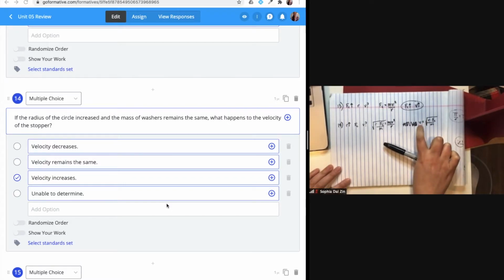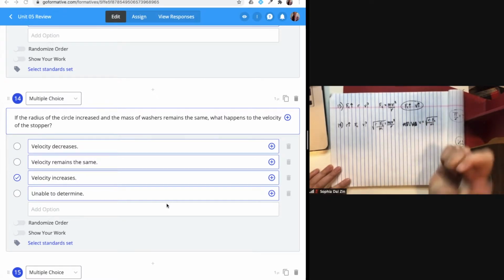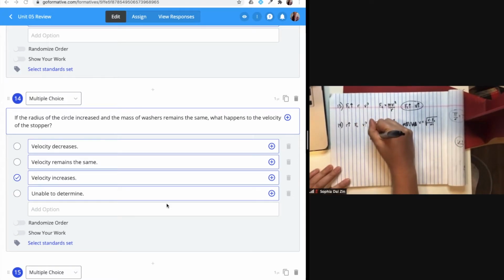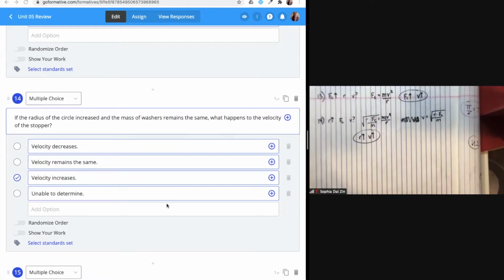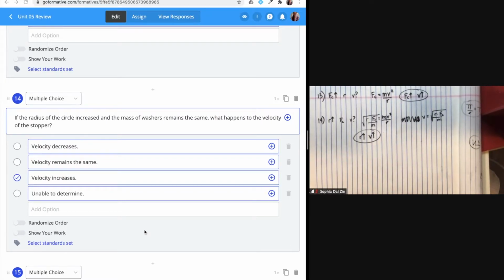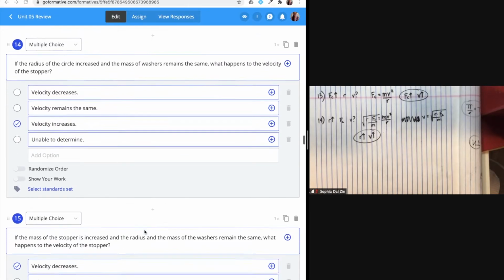And because of this, I see velocity is directly related to the radius. If radius increases, velocity increases also. So if radius goes up, velocity goes up, and that's why I said what I said for 14. The velocity increases for 14 because as the radius increases, the velocity increases. And you can also think of this in terms of objects traveling in a circle. If the radius is bigger, it has to travel through a larger circle. And since it has to travel through a larger circle, it has to go faster in order to do that.